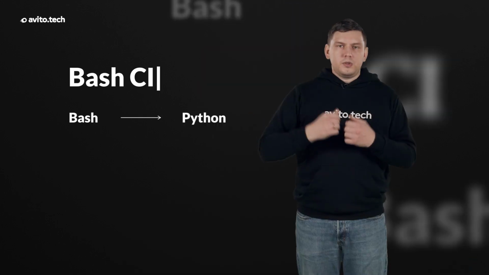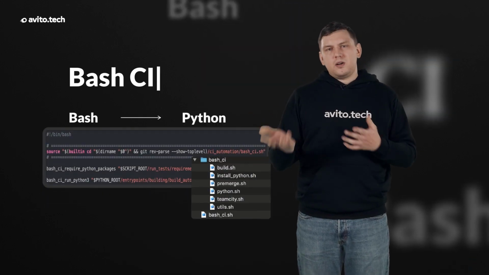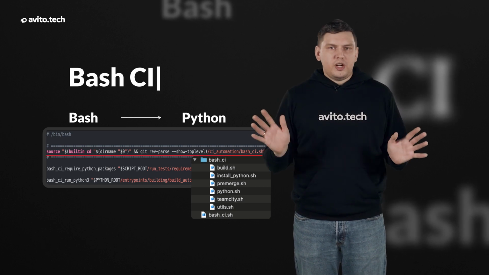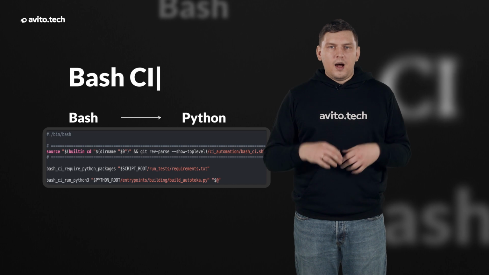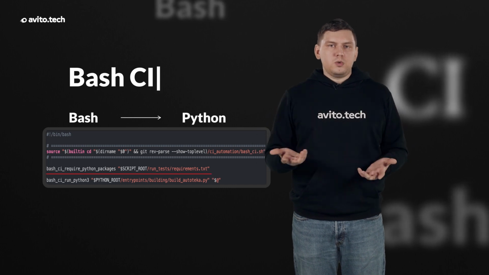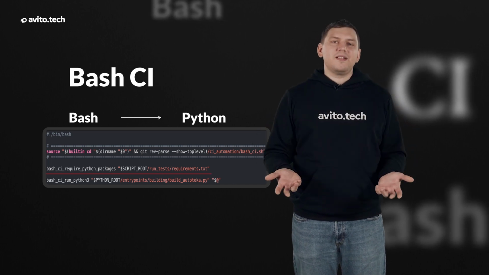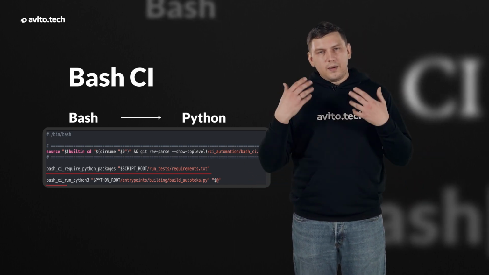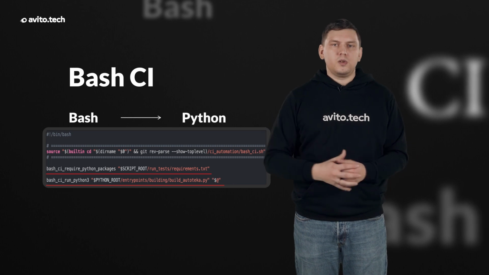First, we import our bash CI. Yes, it's about 6-7 files. It's quite small though, and we don't change them very often. After that, we use an exposed bash CI function to install Python with all dependencies, and then we invoke the specific Python entry point for that particular build.